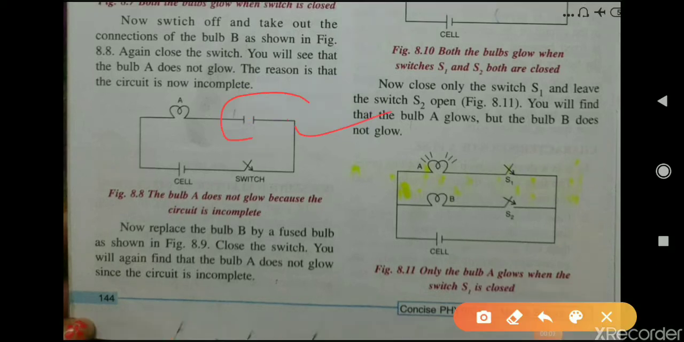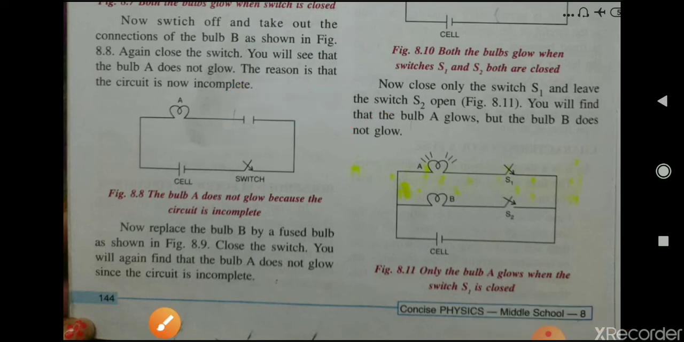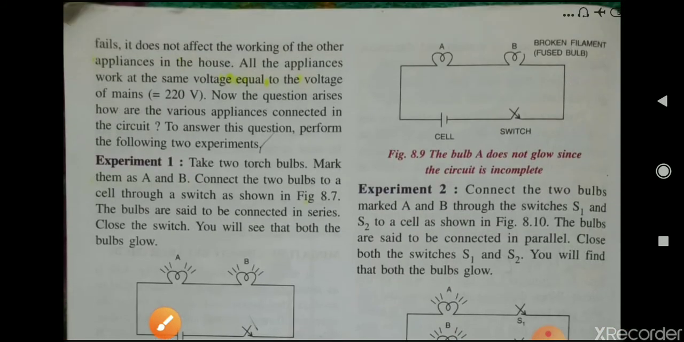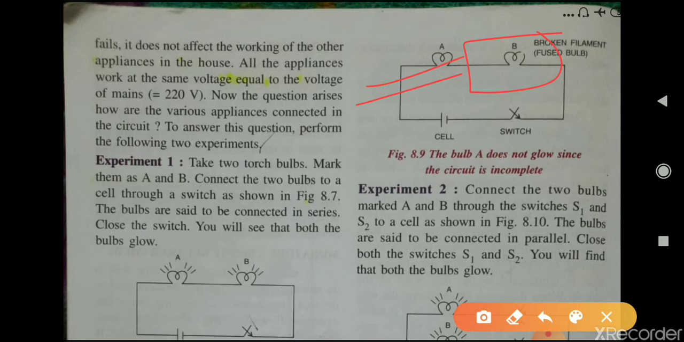Replace this bulb B by a fused bulb. Now when you place a fused bulb here, again you will notice that the bulb A does not glow, because the bulb that we have connected here is also a fused one, and because of this fused bulb the connection is also not complete and the bulb A does not glow.